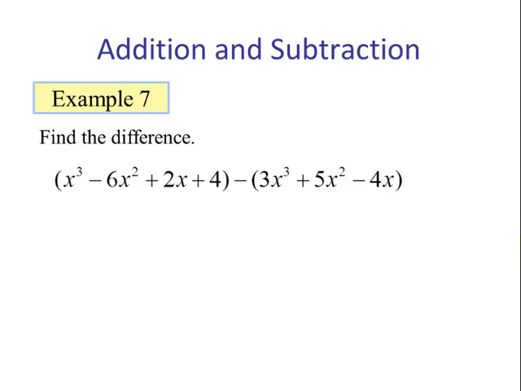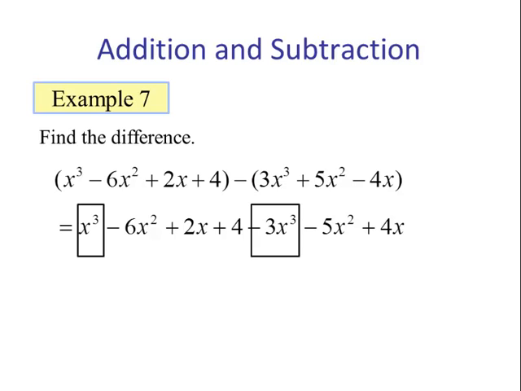Example 7. Find the difference. This polynomial subtract this polynomial. Now our first step is we have to distribute this negative sign to every single term for this polynomial. This is a positive 3x cubed. It will become negative. This positive 5x squared will become negative. And the minus 4x will become plus 4x. Our next step is to combine like terms.